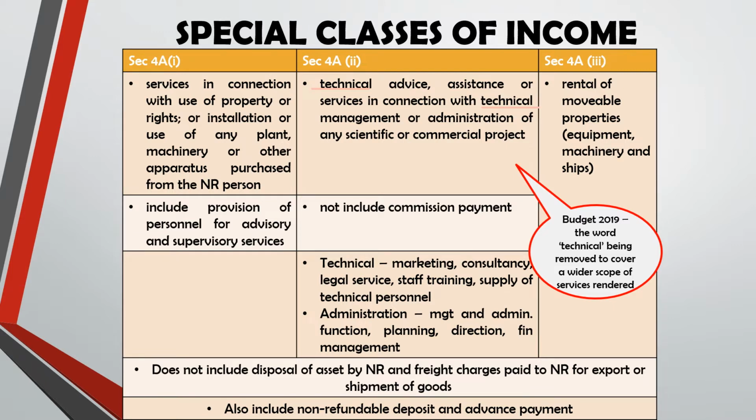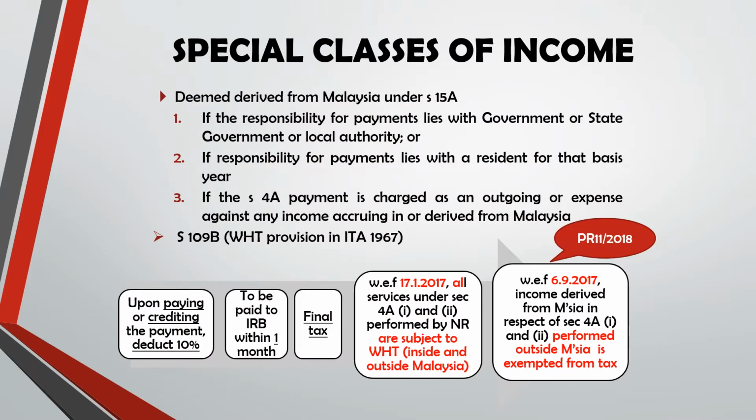So we only focus on services provided under these three categories. And it also includes non-refundable deposit and advance payment. I will explain further. So it is deemed derived from Malaysia under section 15A. The section is different, but the condition for the deemed derivation of income is actually similar with royalty, especially royalty, because interest has extra condition.